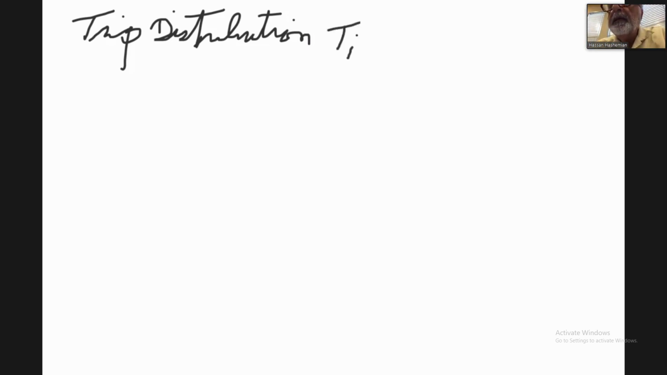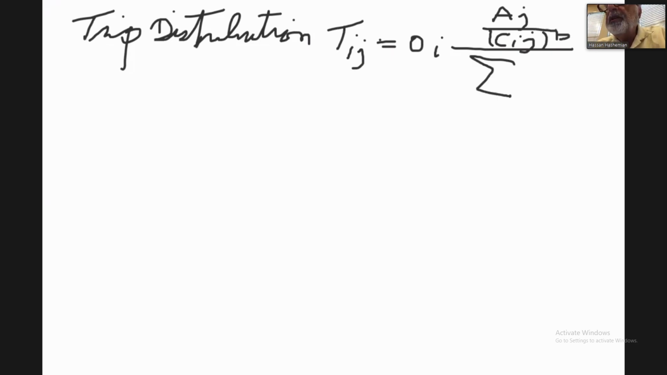Dij is equal to Oi times Aj divided by Cij to the power of B, divided by the summation of Aj divided by Cij to the power of B. So this was the gravity model that we developed. Now I'm going to give you an example of how that can be used.